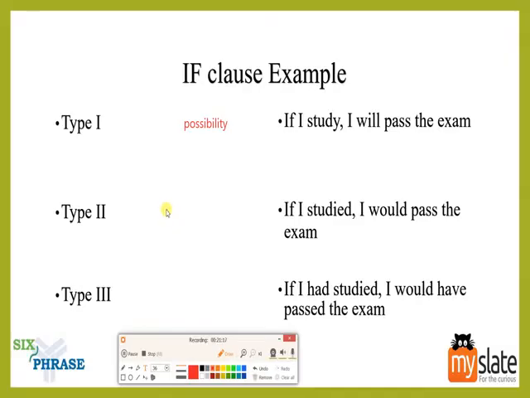So type 2. You are in the present and you are talking about something in the past, meaning if I studied, I would pass the exam. So if someone is asking you, or rather this example seems a little tough, so I'll just write some other example for you.